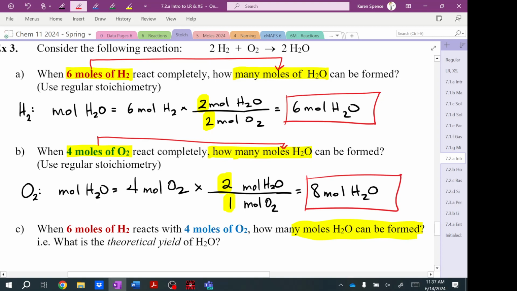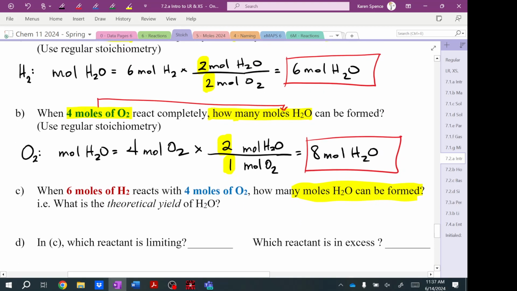6, because if I take the H2, I will run out of H2 before I can manage to make 8 moles. Yes? So how much can we make? 6 moles. This is the smaller amount of product.